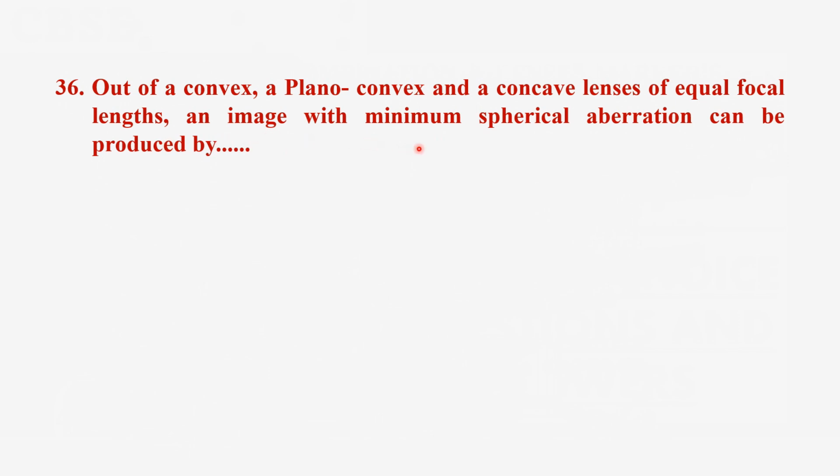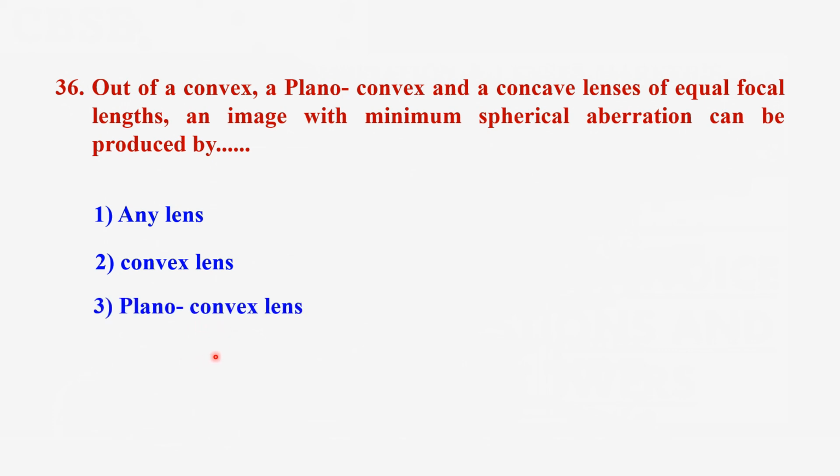Next, out of a convex, a plano-convex and a concave lens of equal focal lengths, an image with minimum spherical aberration can be produced by which lens: convex lens, plano-convex lens, or concave lens? So here an image with minimum spherical aberration can be produced by the plano-convex lens.